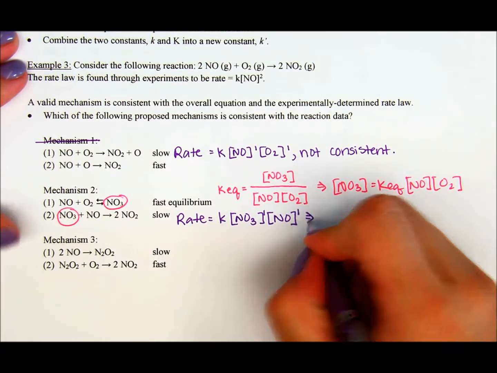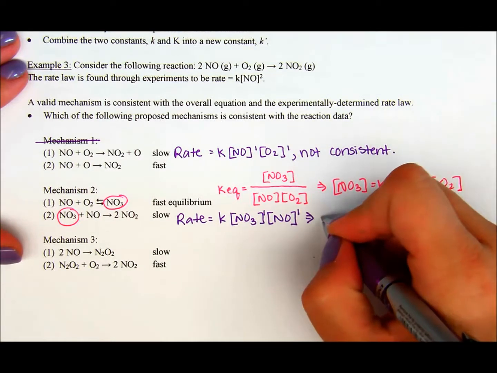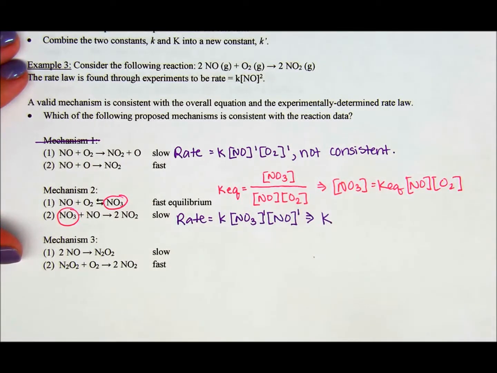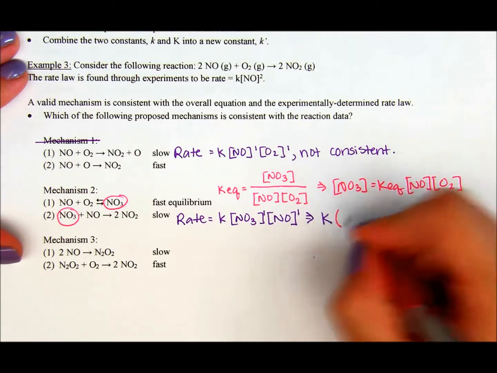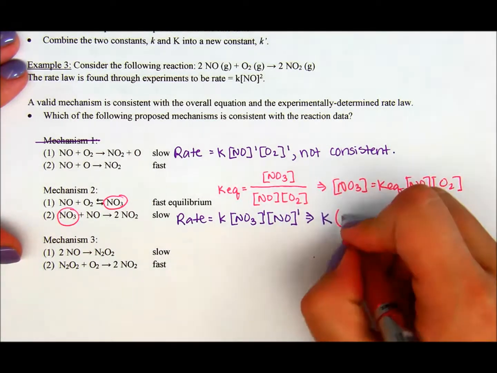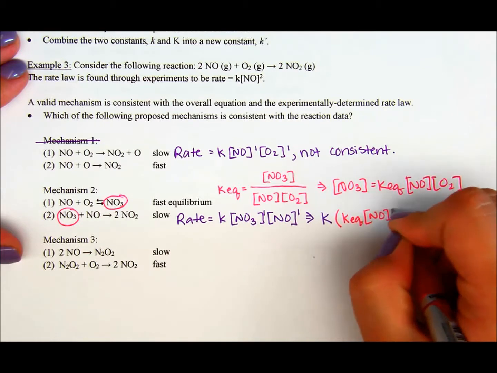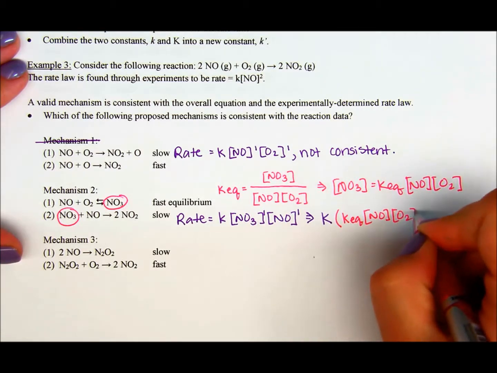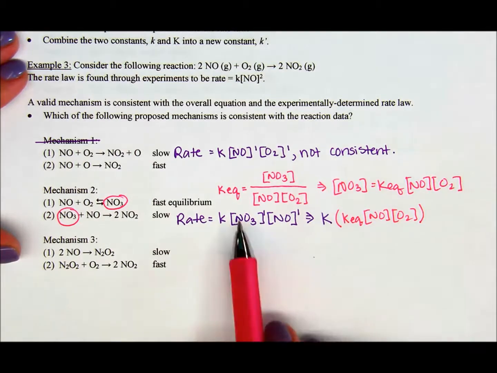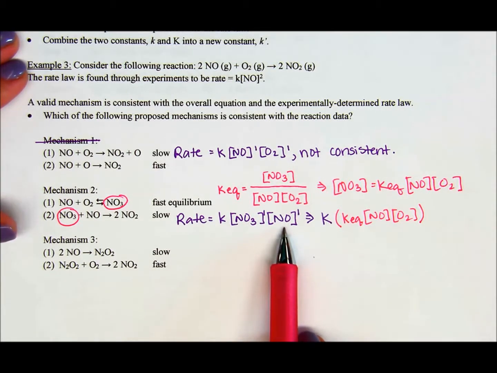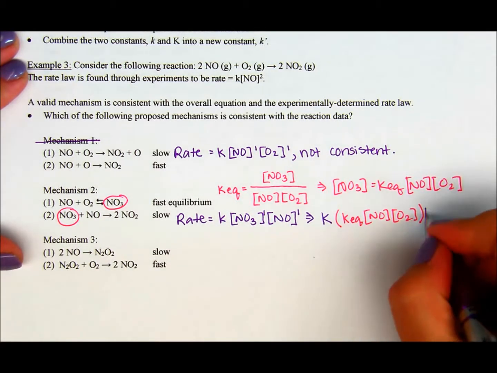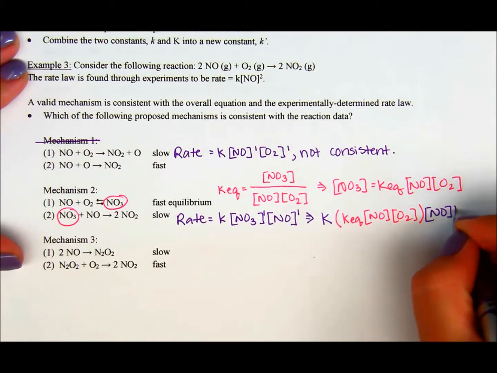So I'm going to write that, combining the colors so we can see where they came from. So rate equals K times all of this. KEQ times NO, concentration of O2, in parentheses. Okay, and then our NO. So all I did was substitute that in there.